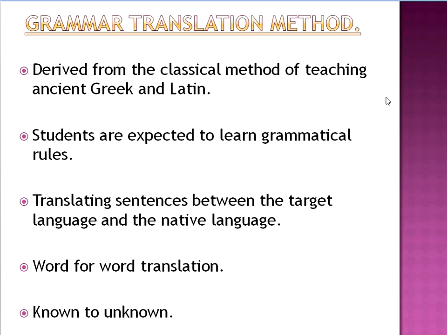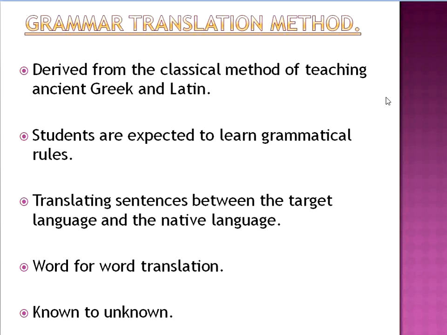What is the next point? Word for word translation. Here we can say the unit of the grammar translation method is the word. In this method, each and every word is translated from the mother tongue to the target language, that means English. That is why we have this point: word for word translation. Now what is the last point?